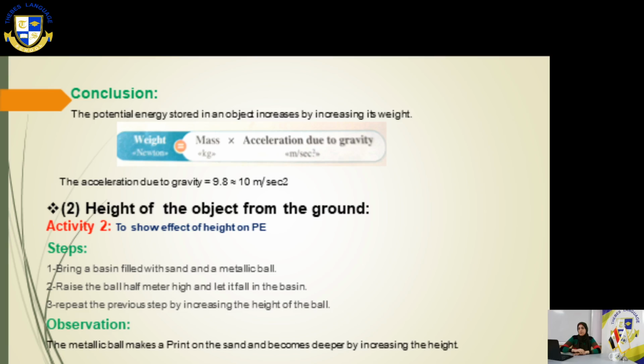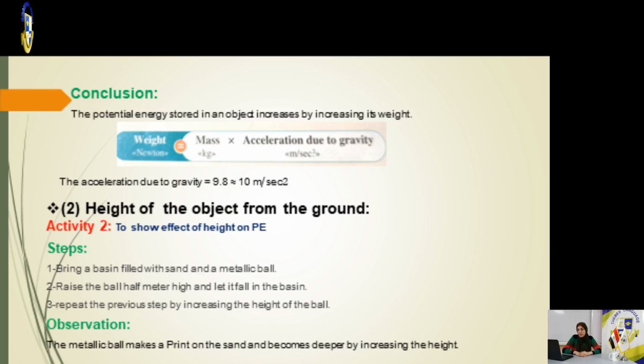Slide 9. We have a conclusion: the potential energy stored in an object increases by increasing its weight. The weight, as we know previously, equals mass times acceleration due to gravity. Weight's measuring unit is Newton, mass is in kilogram, and acceleration due to gravity is in meter per second squared. The acceleration due to gravity equals 9.8, approximately 10 meter per second squared.